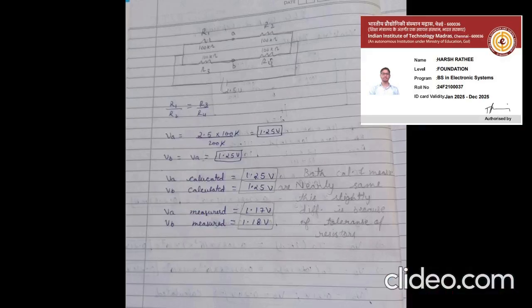Now we have calculated the VA and VB. As you can see, calculated VA is 1.25 and calculated VB is 1.25. And we measured VA as 1.17 and VB as 1.18. And this is nearly the same. This slight difference is because of the manufacturing defect of resistors, as these resistors are not properly 100 kilo ohm.